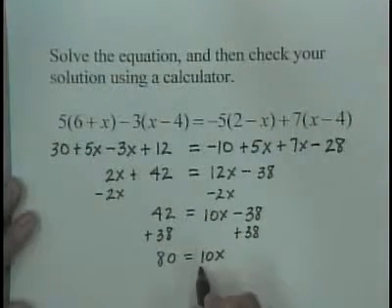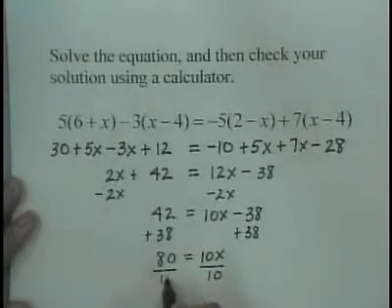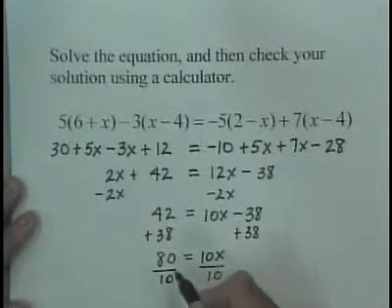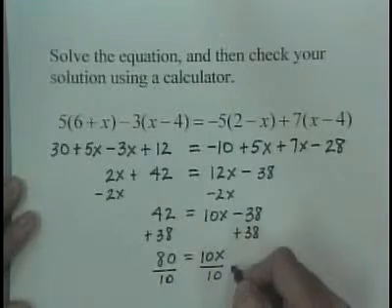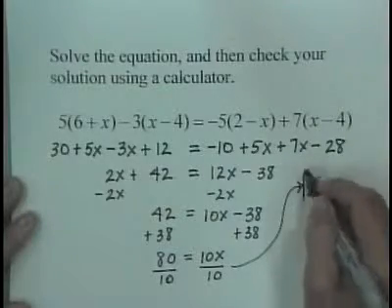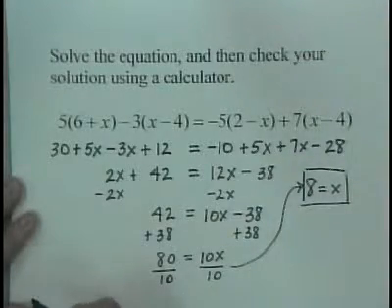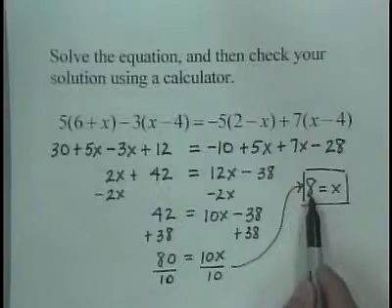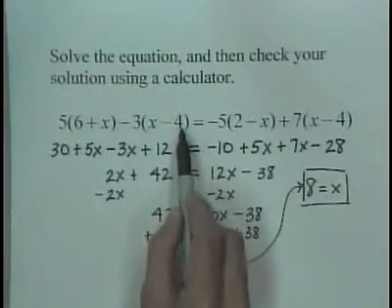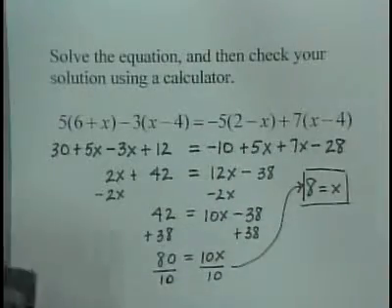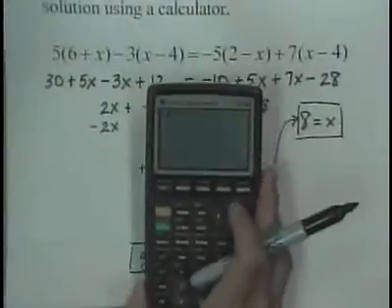And as a last step in solving, I'm going to divide each side of the equation by the number 10. That leaves me 1x on the right, and 80 divided by 10 is 8 on the left. And so it looks like the solution is x equal 8. Well, let's check that one with the calculator. What we need to do on our calculator is put 8 into the left-hand side and simplify, and put 8 into the right-hand side and simplify. So that's what we're going to do.